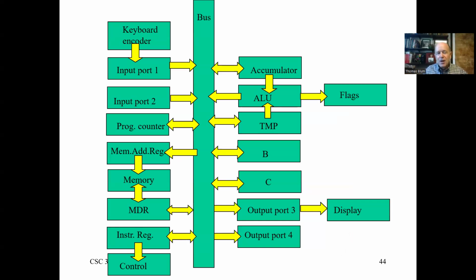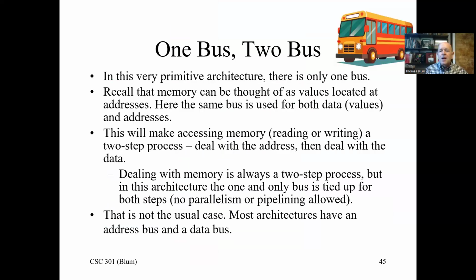So we're going to have a simple bus architecture I'm showing here. We're going to go through these pieces sort of one by one and describe what they are. But we have input ports and a program counter, memory address register, memory data register, instruction register, control, the accumulator, ALU, some other registers, temp, B, and C, and then we have some output. So we see here our main units of architecture. We see input, we see output, we see memory, we see the ALU, we see control. Now, in this very simple architecture we're talking about, we're just going to have one bus.